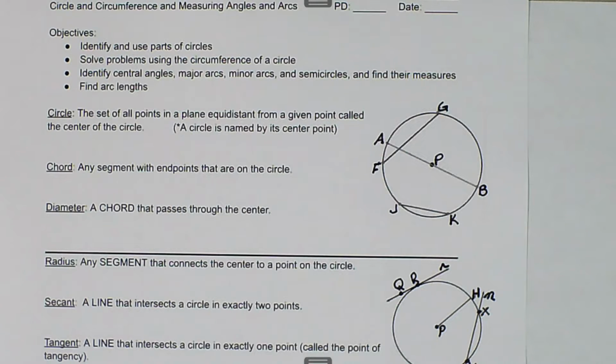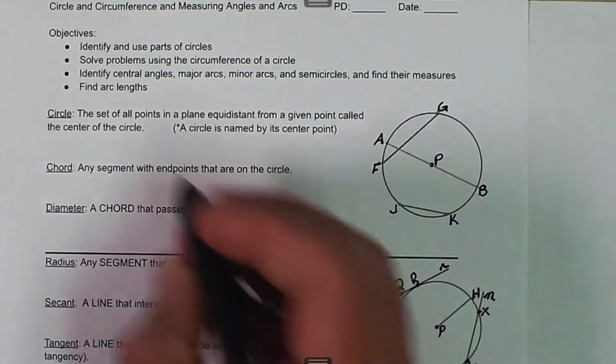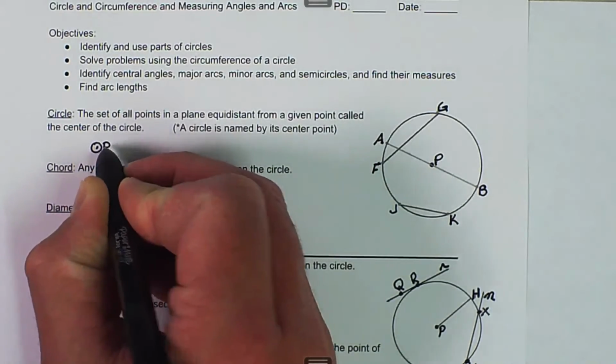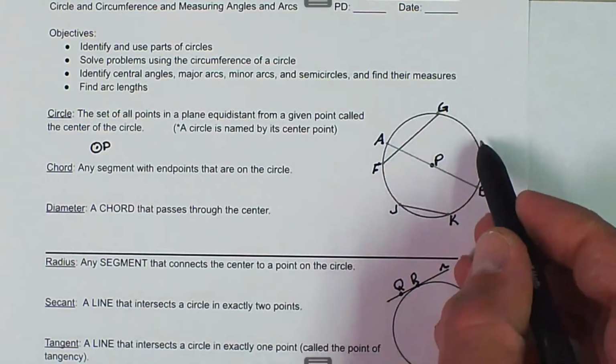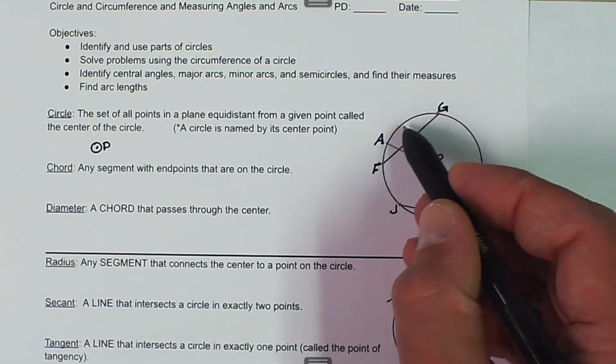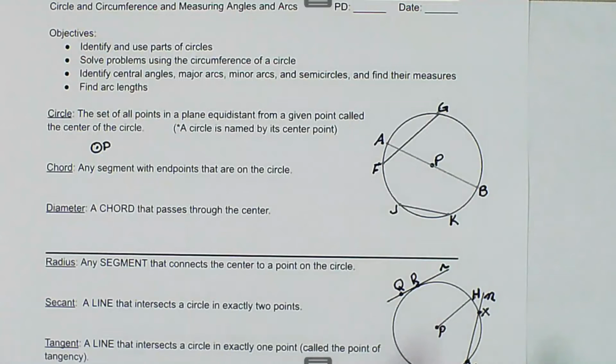It's the set of all points in a plane equidistant from a given point called the center of the circle. A circle is named by its center point. So in this case, we have the name of the circle. It's going to be called circle P because the center point is P. And all of these points that are on the circle are equidistant from point P.